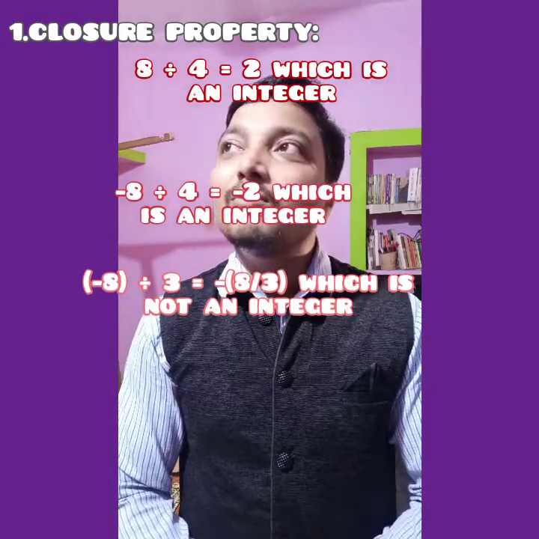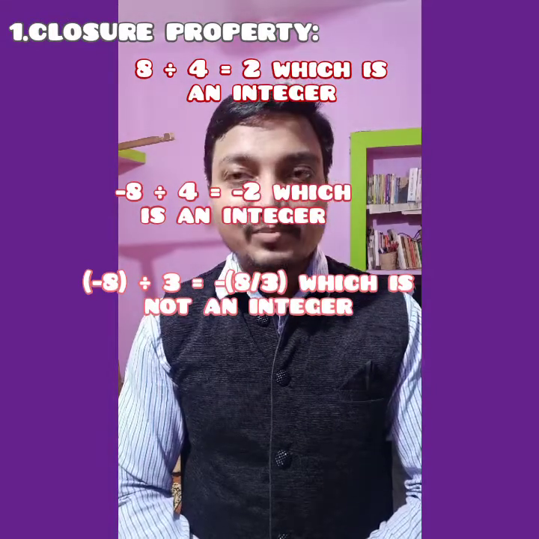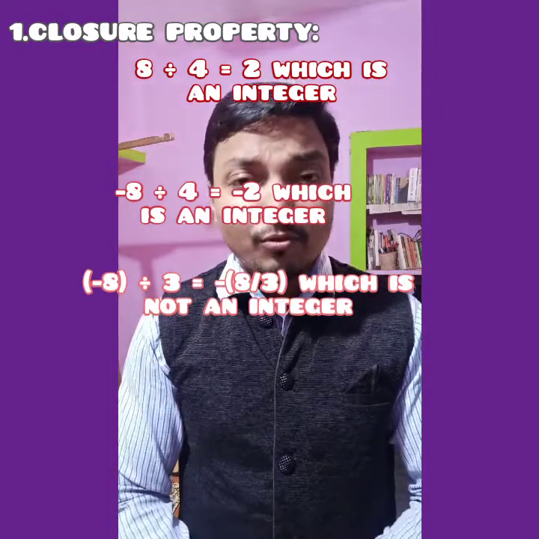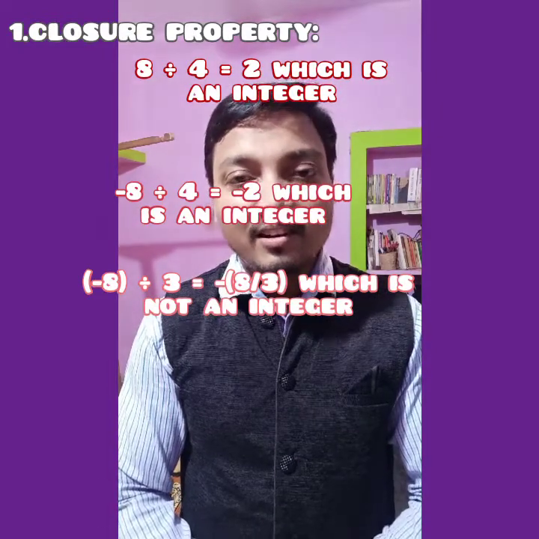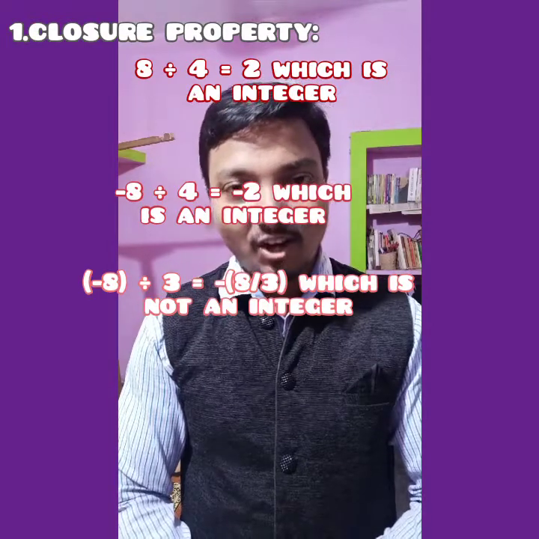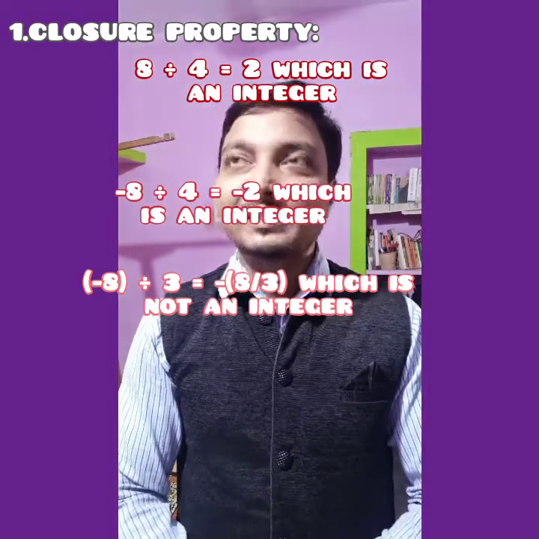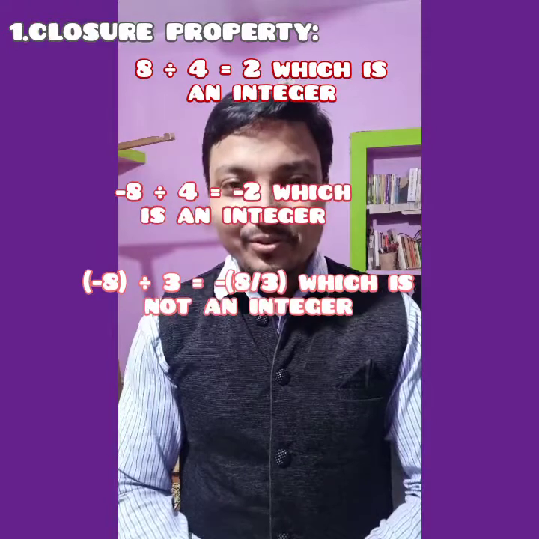So with even one case not satisfying, we can say that the closure property under division is not satisfied by integers. Understood or not understood? Otherwise another example we may also check.